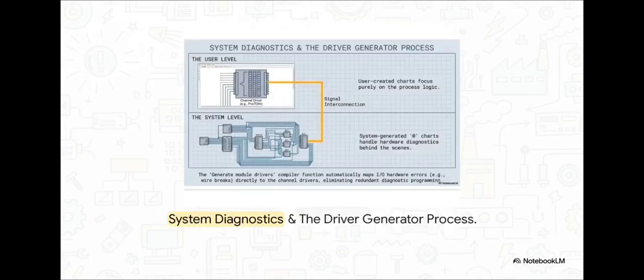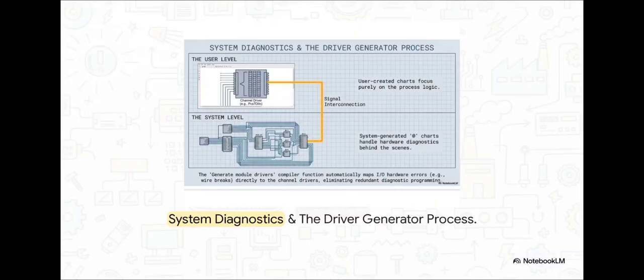And a 16-00 means the device itself is bad. And I love this part because it brilliantly illustrates the separation of duties in the PCS7 architecture. Look at the top user level. The control charts you're interacting with focus 100% on the process logic, opening valves, starting motors, the actual operation. Meanwhile, at the system level hidden below, auto-generated AT charts are handling all the complex hardware diagnostics behind the scenes. The driver generator compiler automatically maps hardware errors right to your channel drivers.